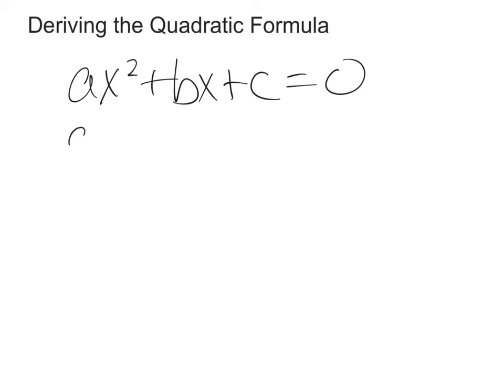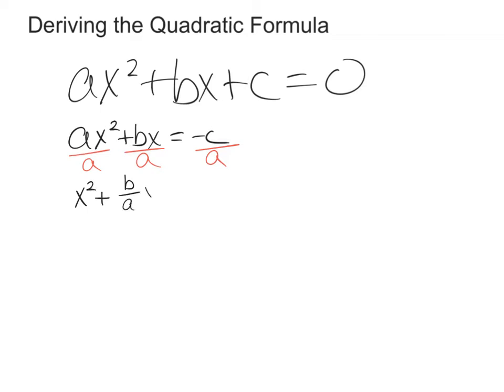First thing, we move the c to the other side. Now from there, we're going to divide everything by a, because remember, we cannot have a coefficient in the front of the x squared term, so we have to make sure that's a 1. So we're going to divide everything by a. That gives us x squared plus b divided by a x equals negative c over a.